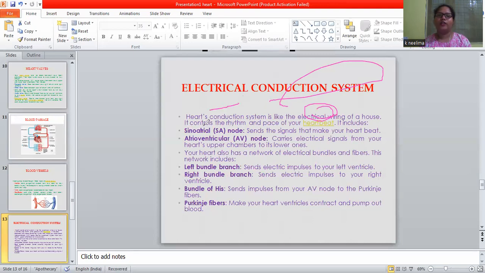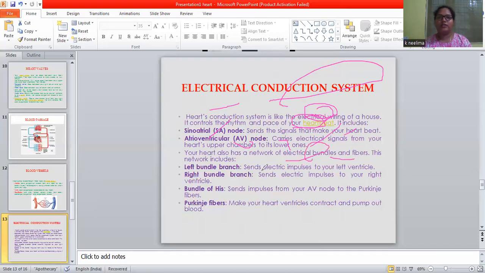It controls the rhythm and pace of your heartbeat. The sinoatrial node is used to send signals to make the heartbeat, and the atrioventricular node carries electrical signals from the upper chamber to the lower chamber. Your heart contains a network of electrical bundles and fibers.